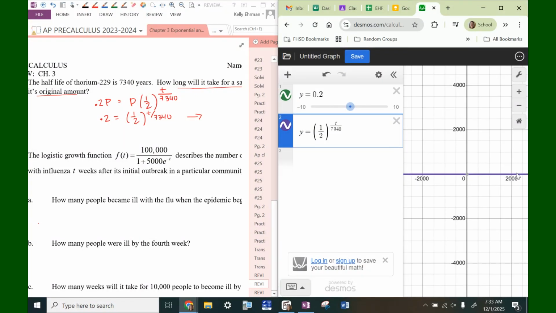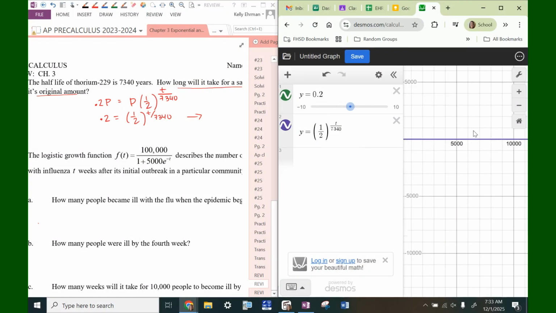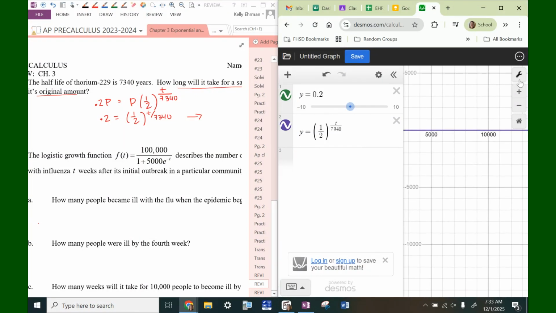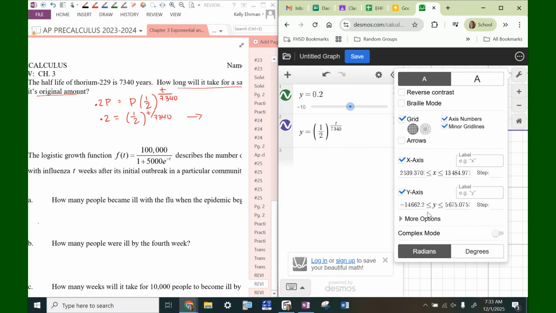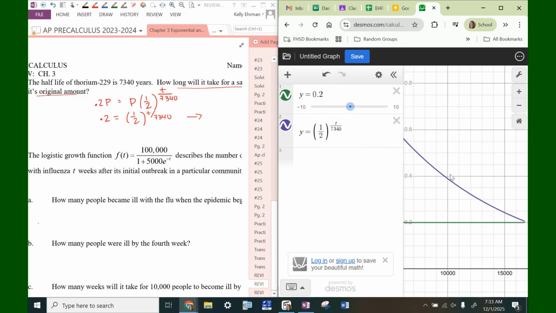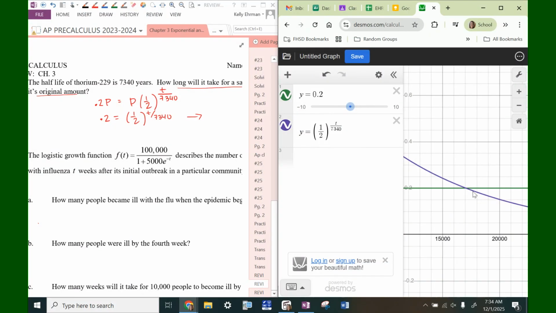Remember, to get to 50%, we have to get out to 7,340. So maybe if I adjust my y values, they certainly don't need to be expanded out. They need to be between 0 and 1, right, to get to 100%. So that's where using this really does help me. And then, there we go. So yeah, the answer is 17,000.